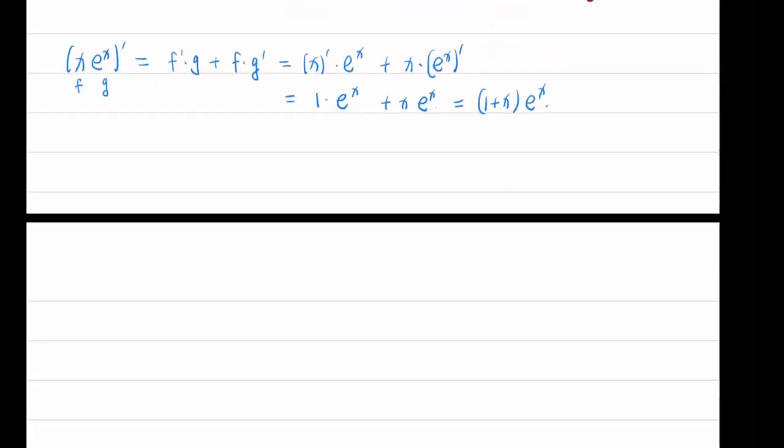One more step. Let's find the second derivative of x e to the x. So how do we do the second derivative? The second derivative is the derivative of the first. First step: we copy the result from the first step, 1 plus x e to the x.